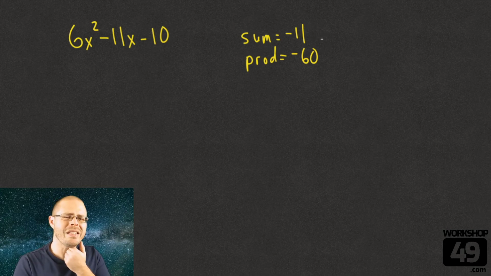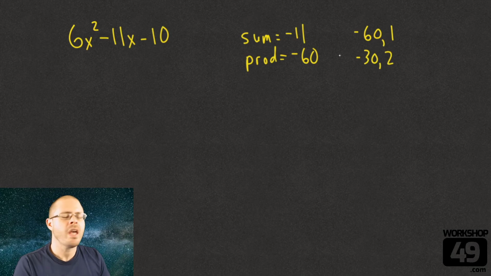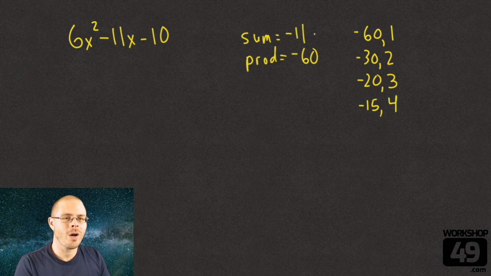So a little bit of reasoning there can save us some work. But what we're going to do is list off numbers that multiply to give negative 60, because that's easier to find. Negative 60 plus 1, definitely not negative 11. Negative 30 plus 2, also not negative 11. Negative 20 plus 3, ooh, that's negative 17. We're getting closer. Negative 15 and 4, that's it.